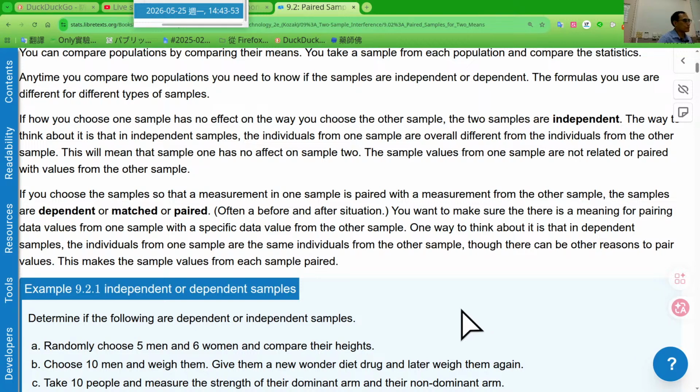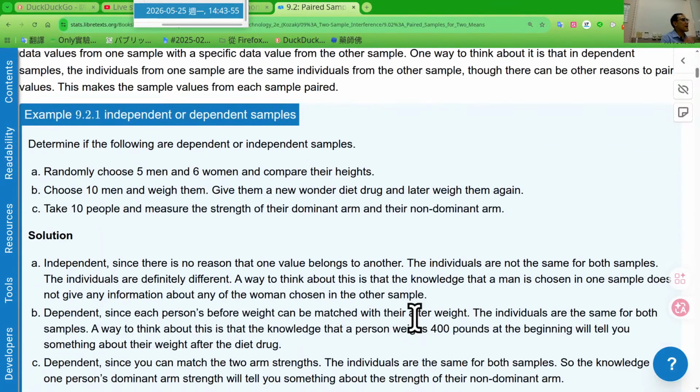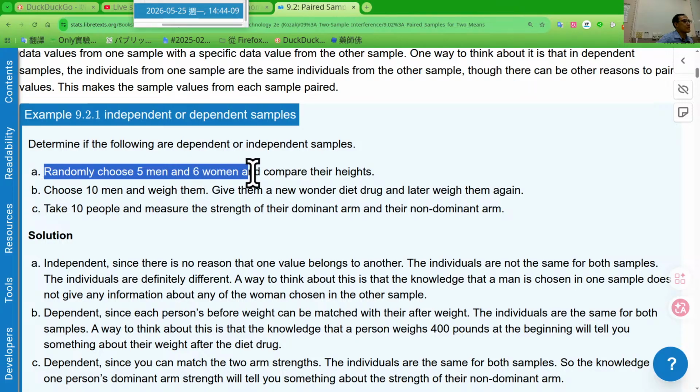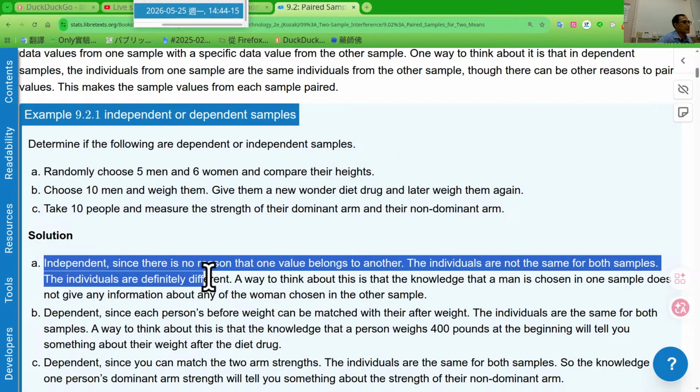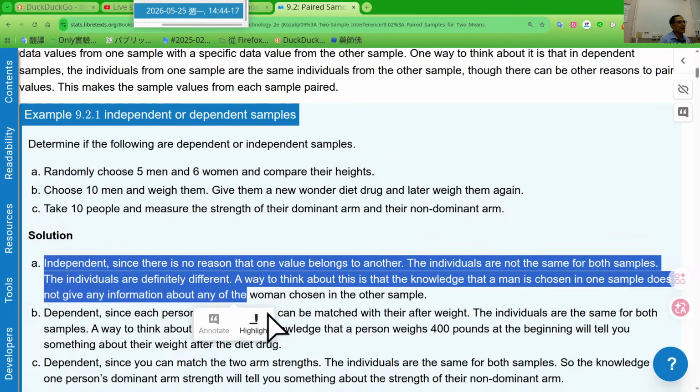Okay, let's move on. Question 9.2.1, independent or dependent samples. Determine if the following are dependent or independent samples. Randomly choose 5 men and 6 women and pair their heights. They should be independent since there is no reason that one value belongs to another. The individuals are not the same for both samples.